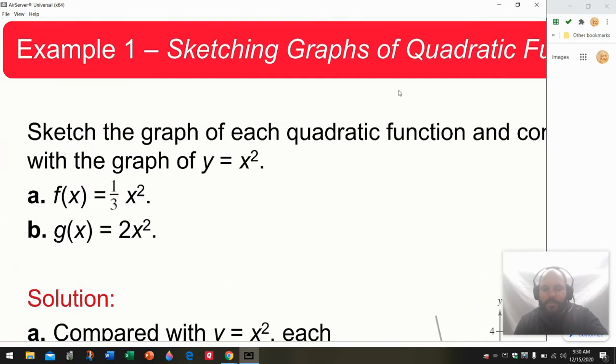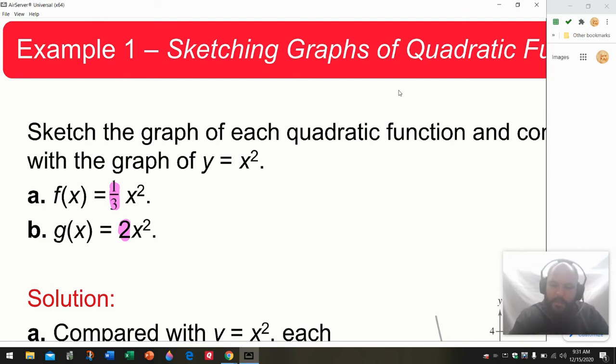As we're looking at these two graphs right here, there are two graphs that they want us to graph. They want us to graph f of x equals 1/3 of x squared, and then g of x equals 2x squared. What I want you to see is what this number out in front of the x squared, that's our a number, actually does to the parabola. Not only does it control whether the parabola opens up or down, it's going to control whether that parabola gets stretched out vertically or if it gets smushed down vertically. And so you'll see the difference.